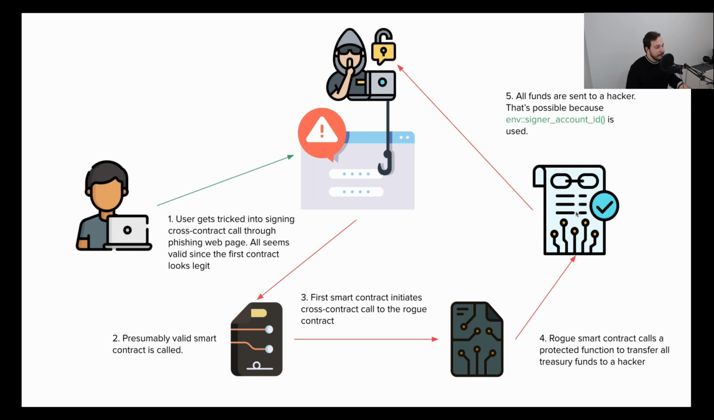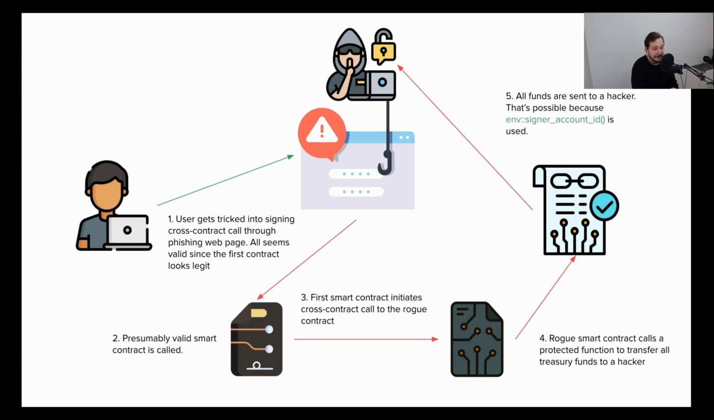If we look from the perspective of the victim contract during the ownership check, it is going to see that the signer account ID actually belongs to this user, because that user initiated the cross-contract call. That's pretty much it. So we should always be super careful in that regard and not use signer account ID in our applications, especially on super important functions.